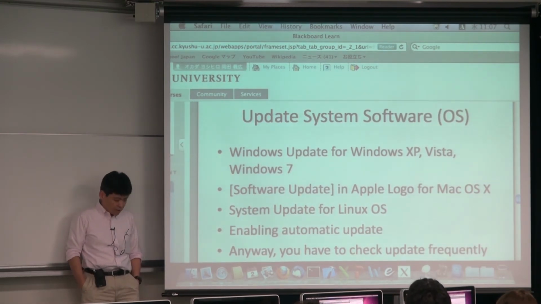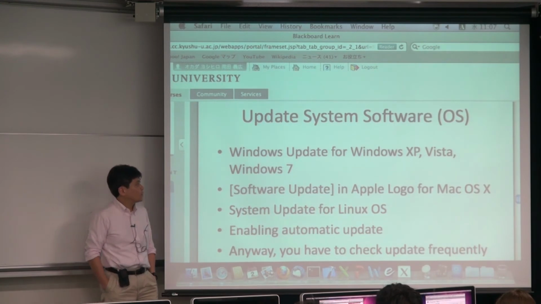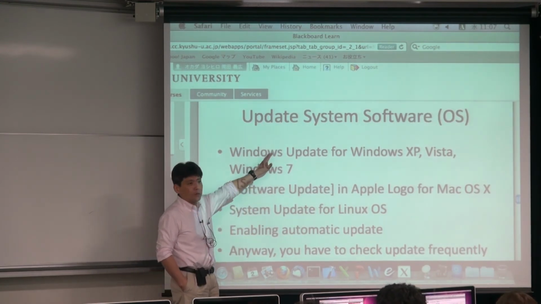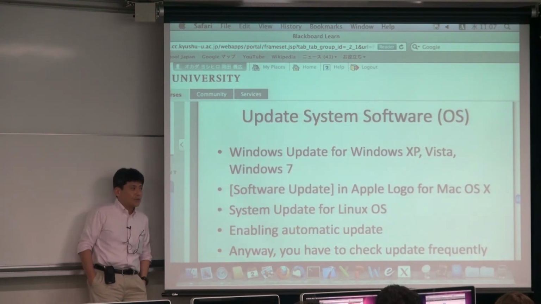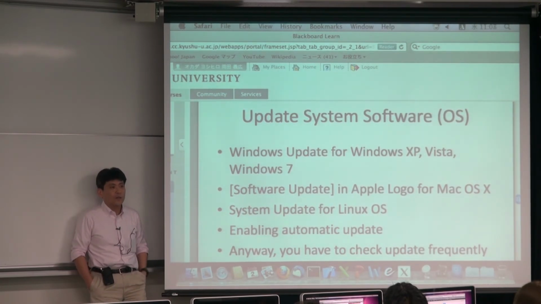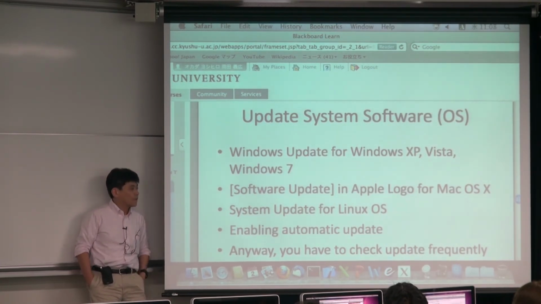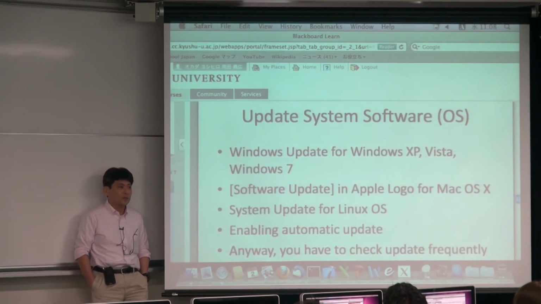So such software sometimes, unfortunately, has a security hole. So you have to update such software. Windows provides update functionality automatically, even if your PC is physically connected to the internet. Your Windows system, Microsoft Windows, can automatically update your systems on your PC.